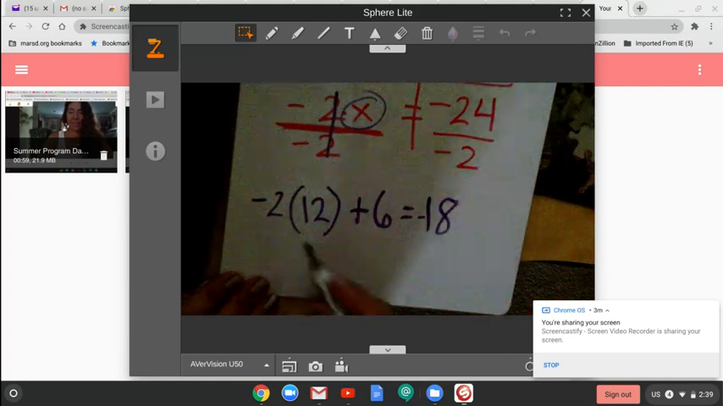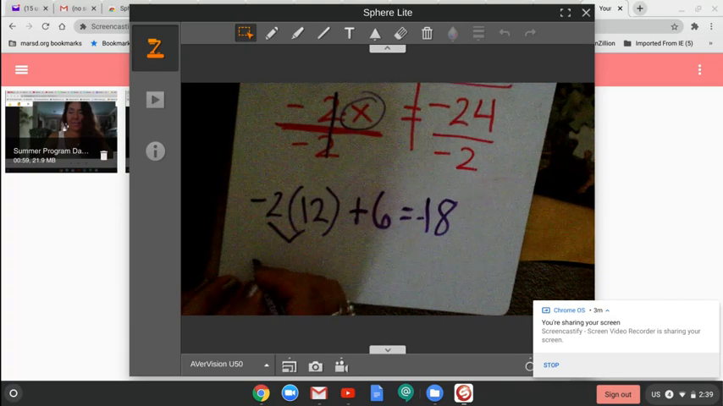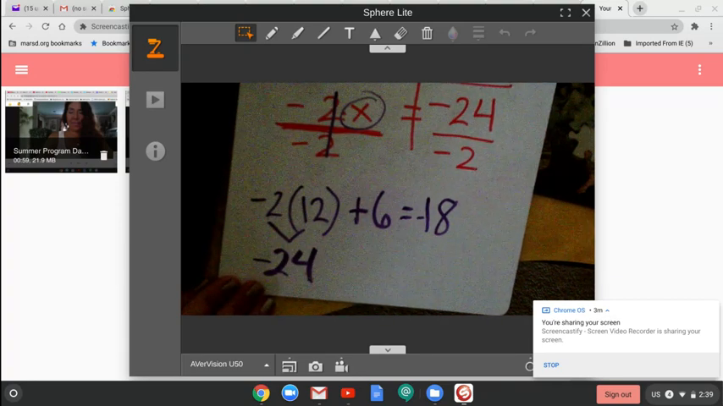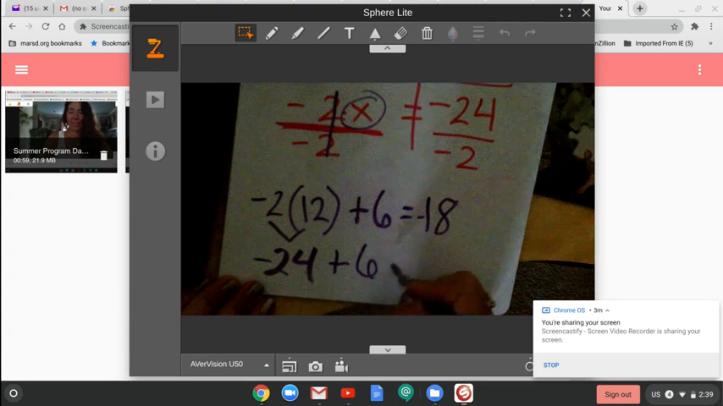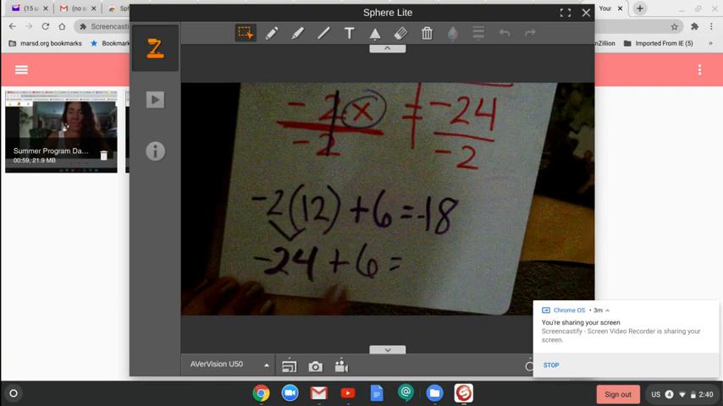So let's see what happens. Negative 2 times 12 is negative 24, because you have a negative and a positive, so it's negative. And I'm going to add 6 to that, and hopefully that equals negative 18. So I'm down 24. It's negative 24 degrees outside, but the temperature is going to go up. It's going to get warmer by 6 degrees. So you have opposite signs here.